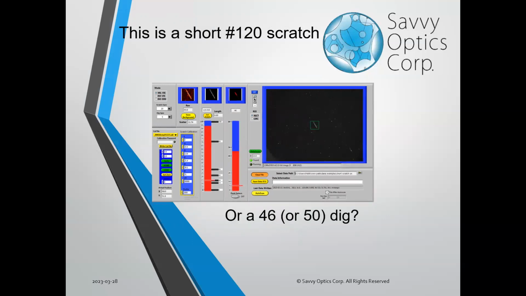This one's a little easier. It's a 120 scratch, and it's a 46 dig, which would be rounded up to a 50. So once again, you got to make a decision. It's about a millimeter long. Am I going to call that a scratch or a dig?